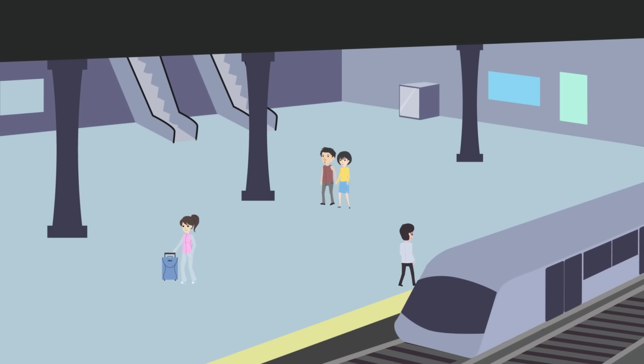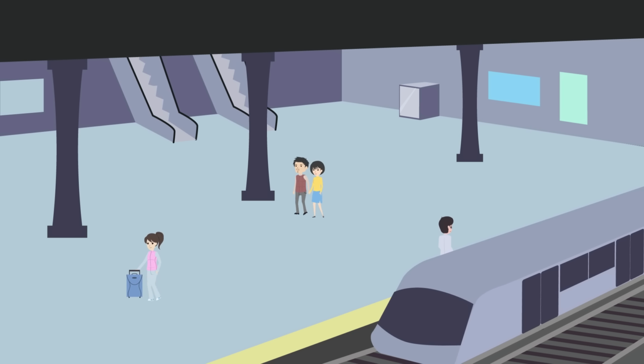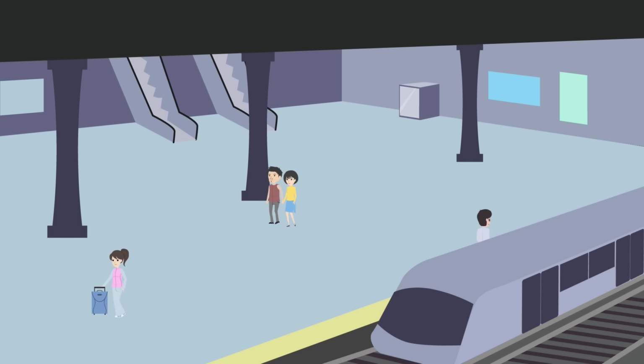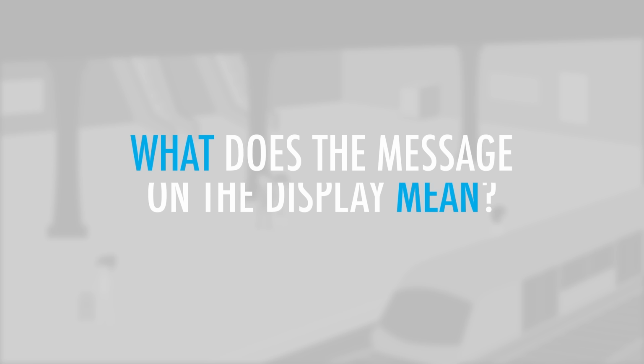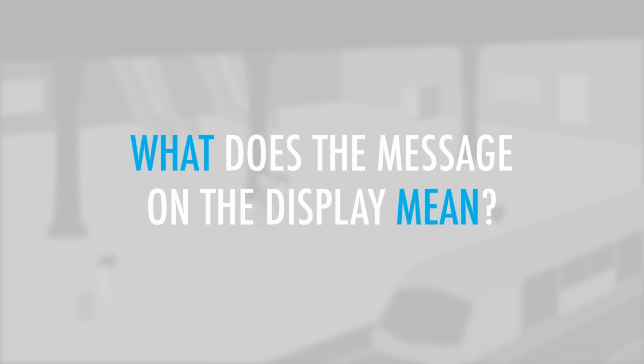You are on a platform at a train station where you're waiting for your train. Suddenly, a message appears on the display. What does the message on the display mean?